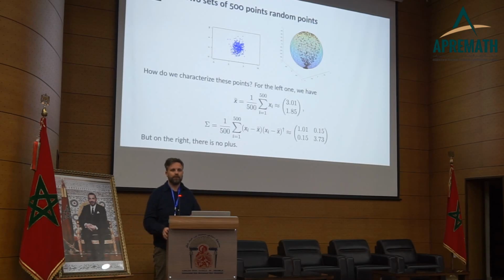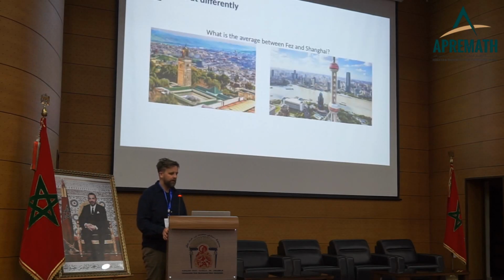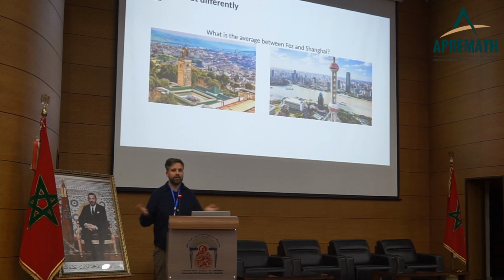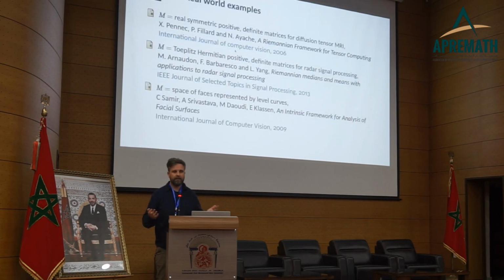And how does covariance work in this setting? That's what we were talking about. To put it another way, is there a way we can define an average between Fes and Shanghai without ending up inside the Earth, but actually at some point on the Earth? And this is not just theoretical fun. This is something that has real-world applications.